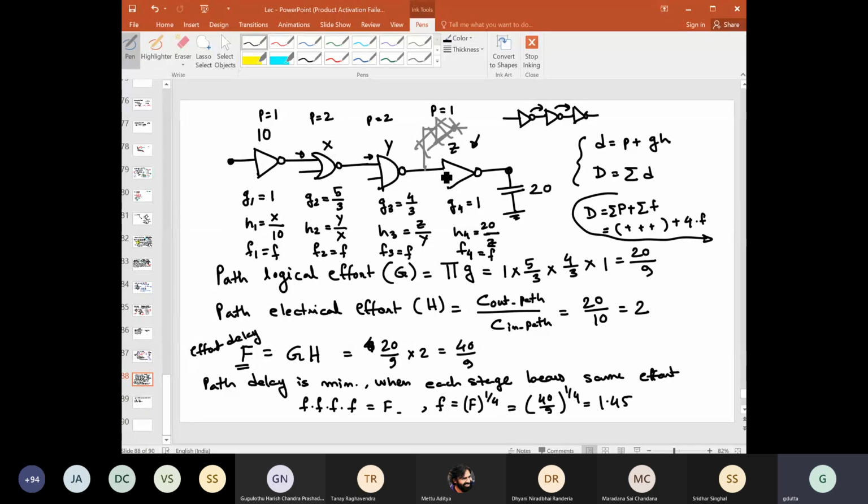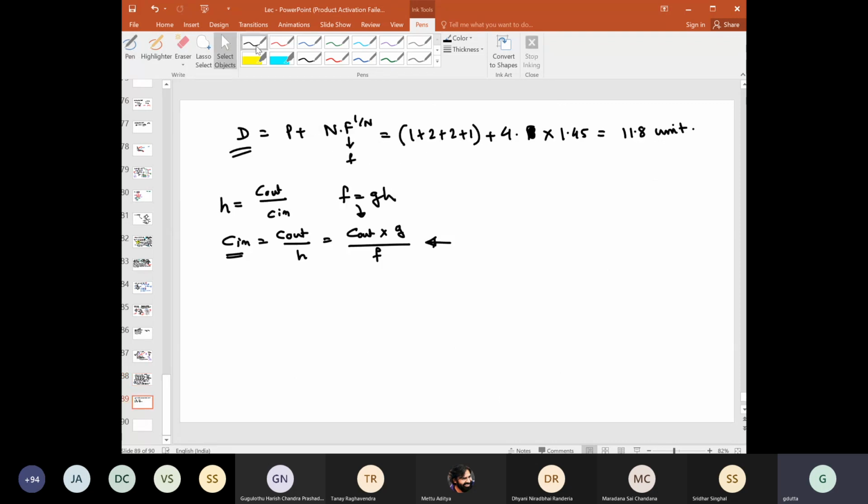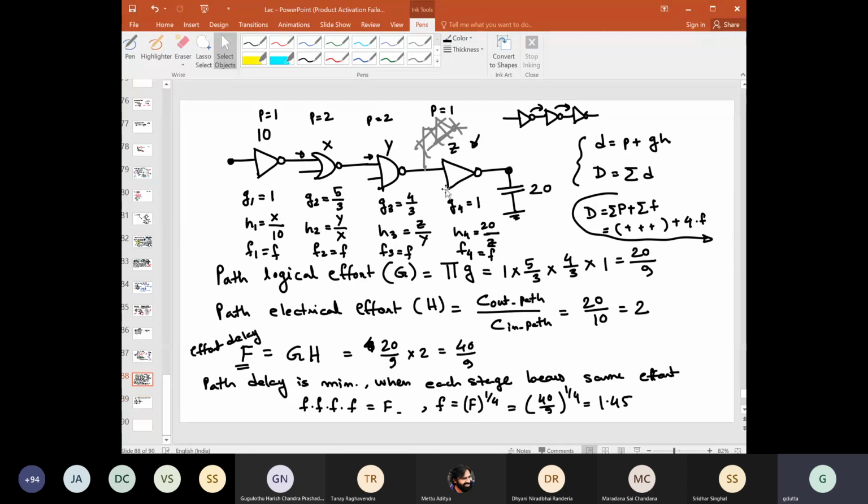So we can find the value of C in, and C in is nothing but the value of Z. So we can find the value of Z from here: Z is equal to the output capacitance it is driving, that is 20, into G. G is 1 for the last inverter, then divided by F, 1.45. So it comes out to be 13.79. So this gives the value of Z. Remember what is Z? Z is the input capacitance of this inverter, right? And now you know this Z.